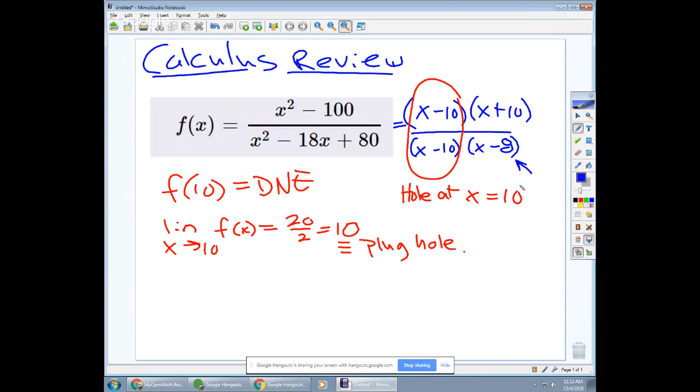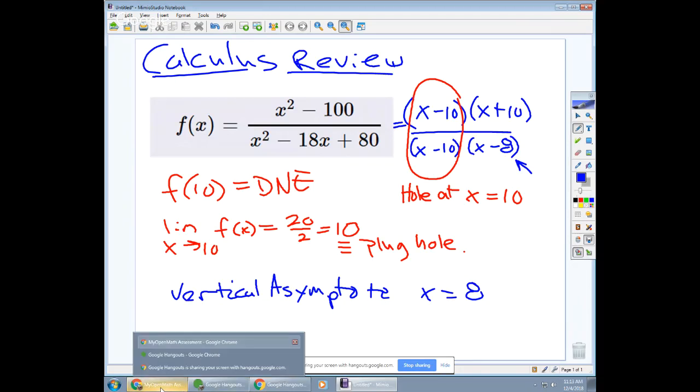Otherwise, this factor right there means we have a vertical asymptote. So there's a vertical asymptote at x equals 8. And I think that's all we were asked about. So the other one would be the vertical asymptote?